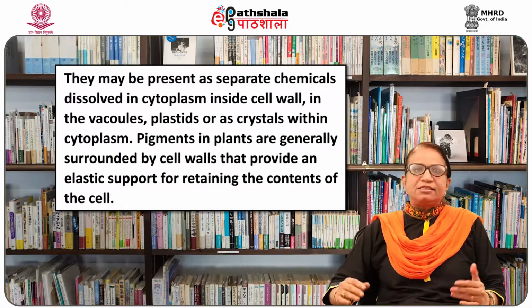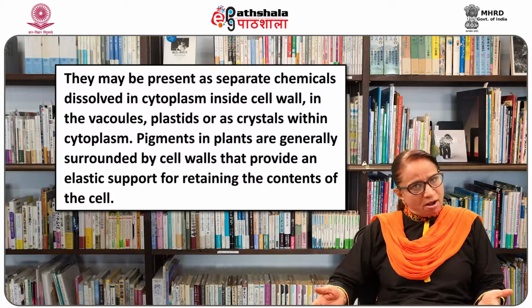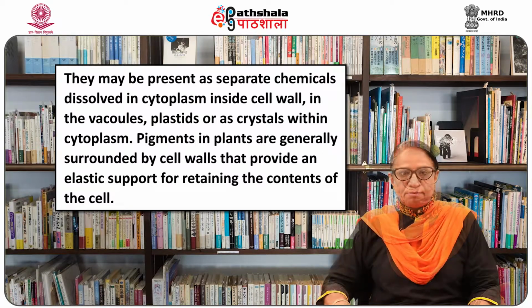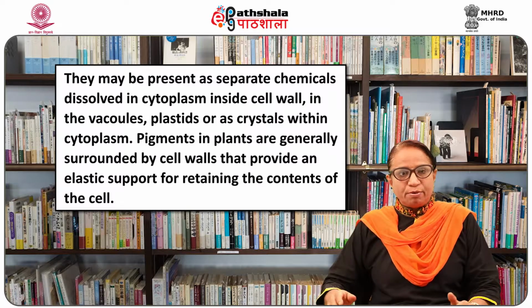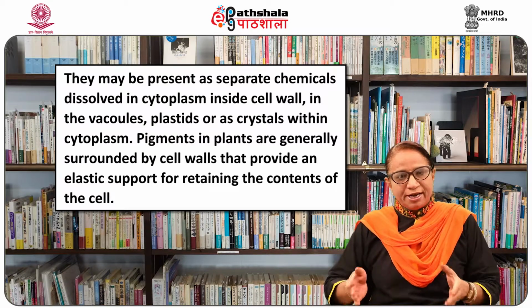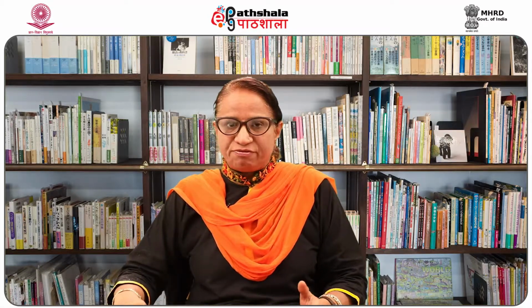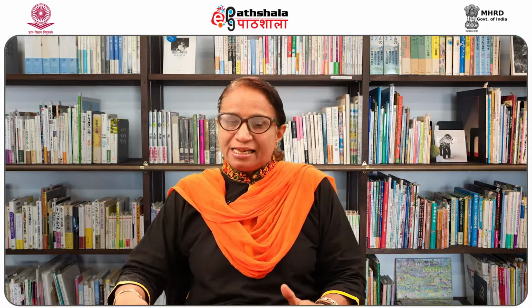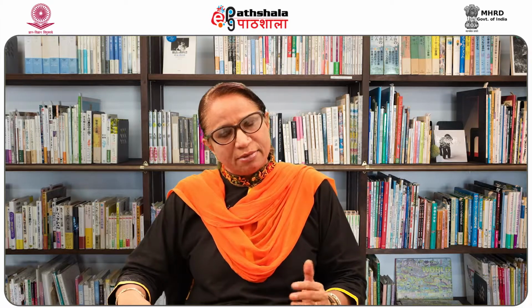They may be present as separate chemicals dissolved in cytoplasm, inside cell wall, in the vacuoles, plastids or crystals within cytoplasm. Pigments in plants are generally surrounded by cell walls that provide an elastic support for retaining the contents of cell. Mature cells also contain vacuoles, which are separate compartments filled with a fluid, cell sap, and are composed of dissolved sugars, salts, organic acids, pigments and other materials.